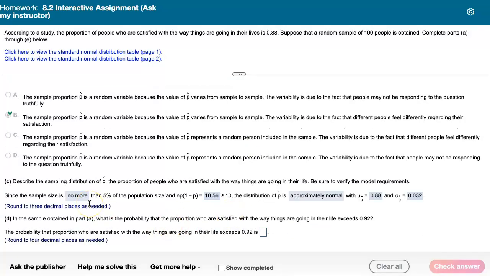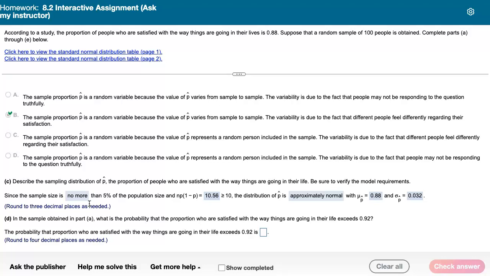So everything that we did here in part C was basically to say that this sampling distribution of p hat is approximately normal. Now when we go through parts D and E, we're going to use the normal distribution to help us calculate these probabilities that we're being asked for. So this is when we can pick up StatCrunch or the TI-84 calculator to bring in some more technology.